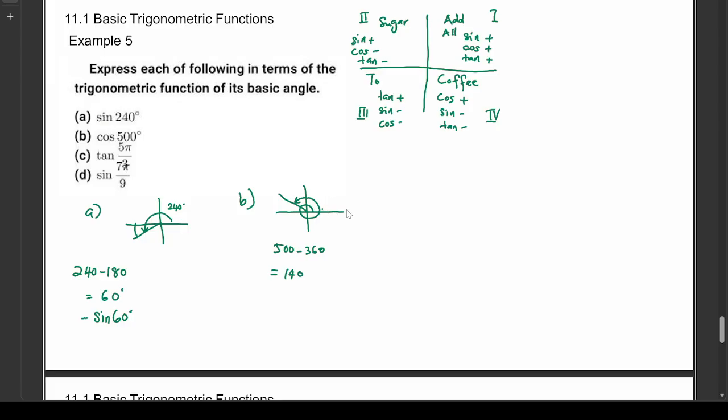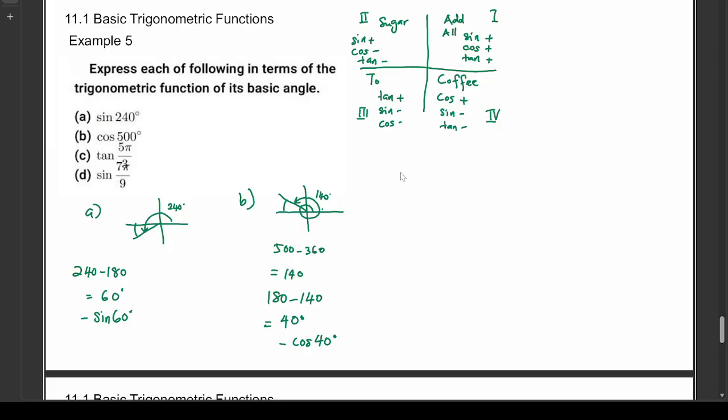If we start over from the positive x-axis, 140 is here for the second round, second circle. So the basic angle would be 180 minus 140, which will give us 40 degrees. Put back the trigonometric function, it's cos 40. In quadrant 2, cos is negative, so just put a negative. So this is negative cos 40.